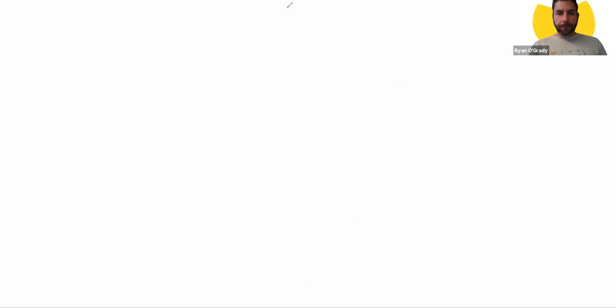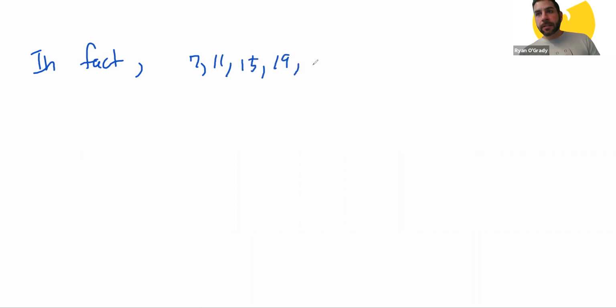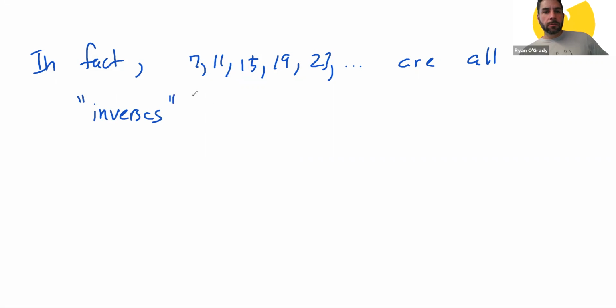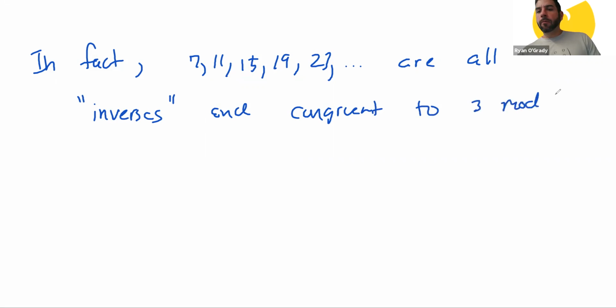So here's something that's useful. In fact, 7, 11, 15, 19, 23, and this list goes on and on, are all inverses and congruent to 3 mod 4.